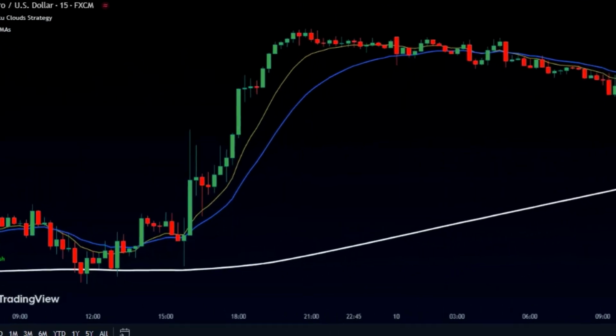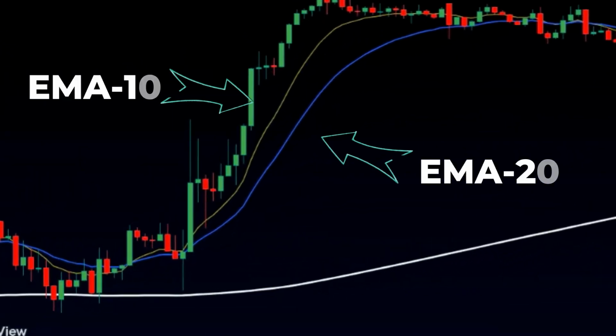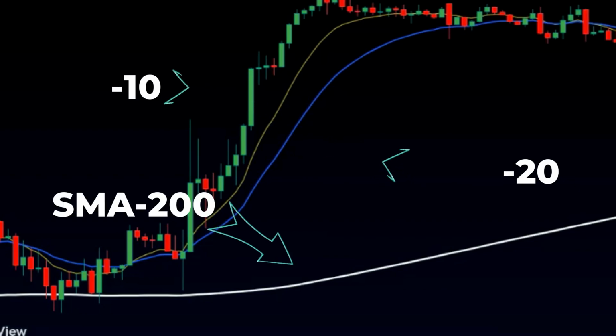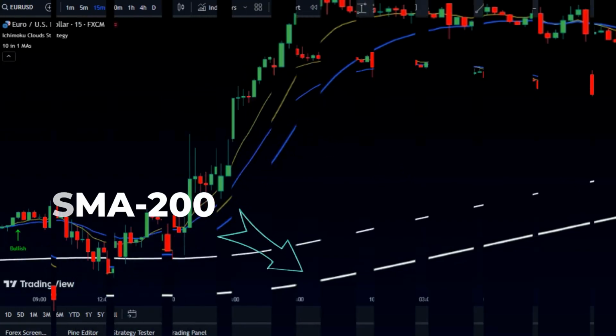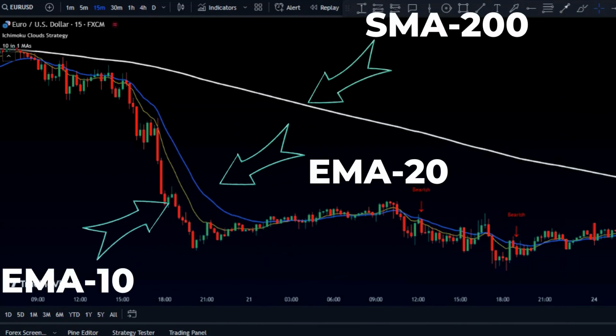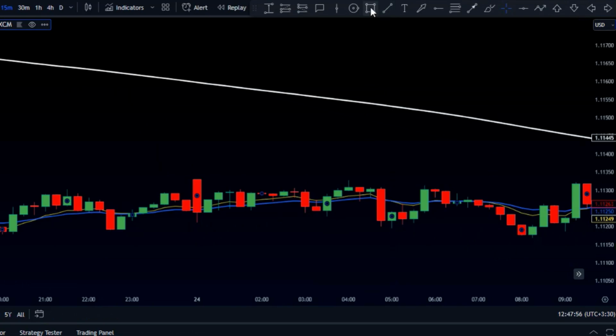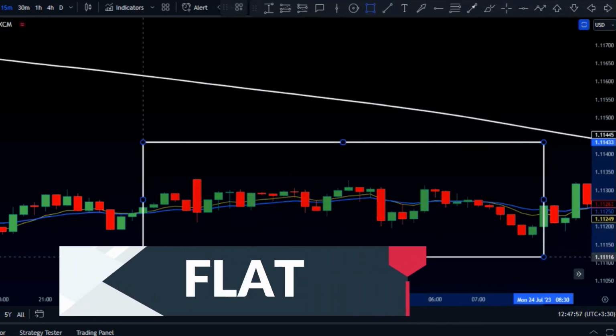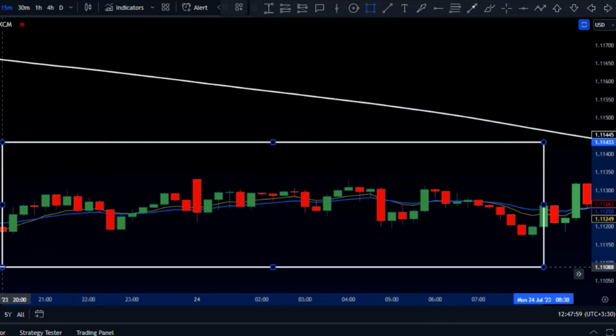Now we have a powerful trend indicator, so when EMA 10 and EMA 20 are above SMA 200, the trend is strongly bullish, and when below, strongly bearish. Also remember, when EMA 10 and EMA 20 lines become flat and close together, it indicates an unreliable market with no clear trend. So during those times, any signals that do appear should be rejected.